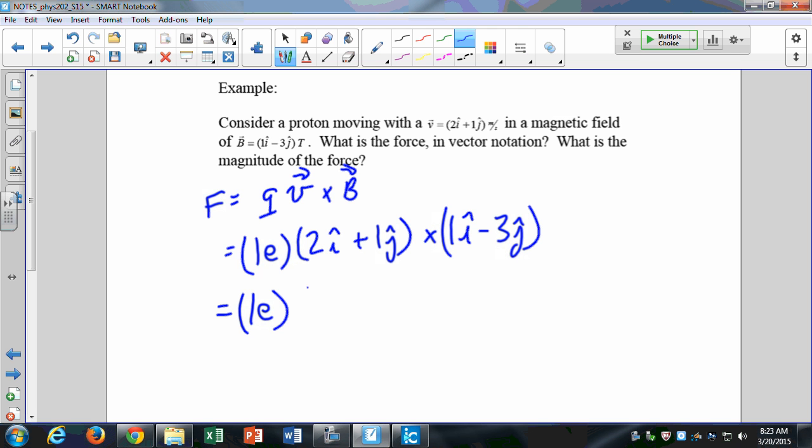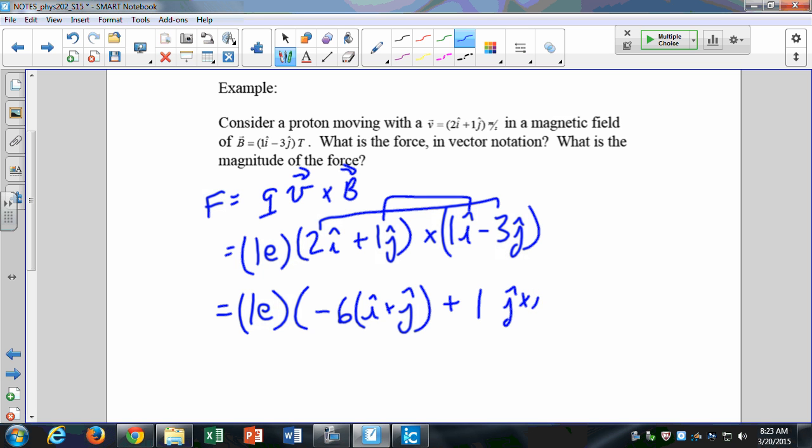What's my first term in my cross product? Okay, yeah, outer, negative 6 i cross j, which is going to be positive k, right? And then what's my next term? First, outer, inner. I have inner, right? So that's plus 1 j cross i. What is j cross i? Negative k, right. So I have negative 6k minus k, so it's going to be 1e times negative 7k.